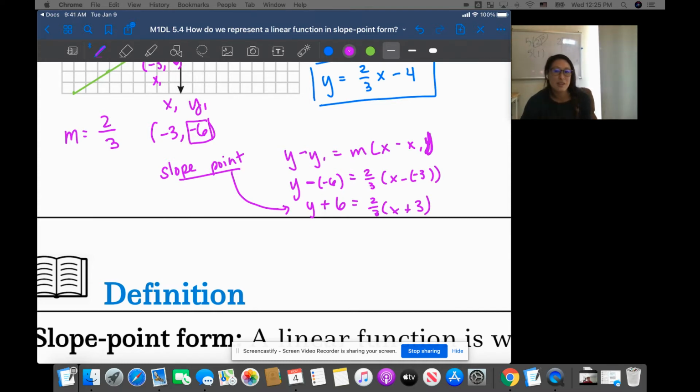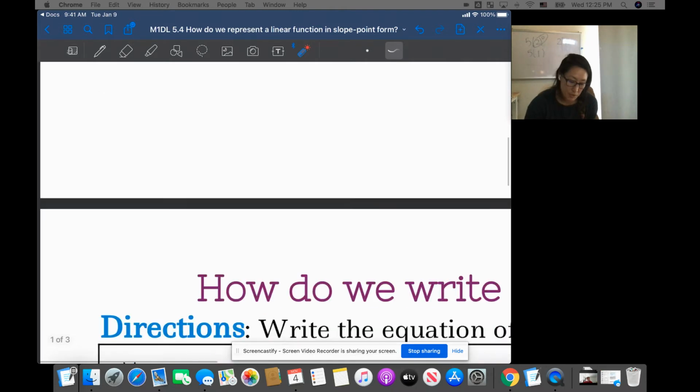And I can usually tell that something is in slope point form because it has these parentheses, the y is not by itself, and the slope is multiplied on the outside of the parentheses. Okay. All right, so we're going to do a couple more examples.